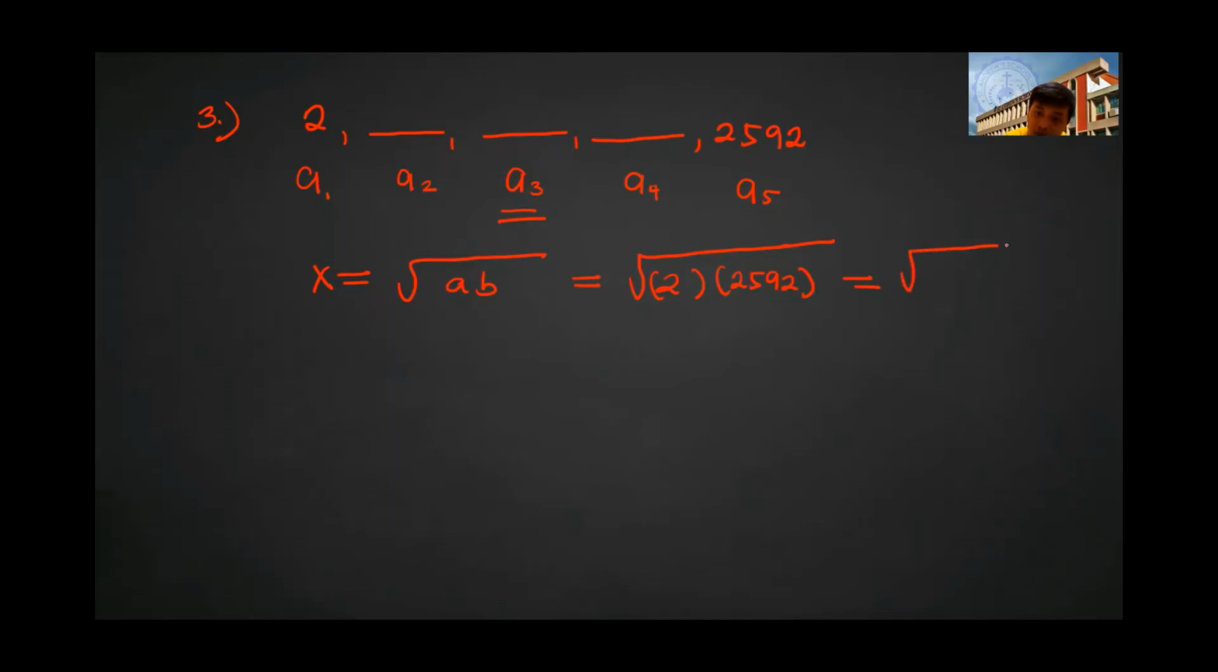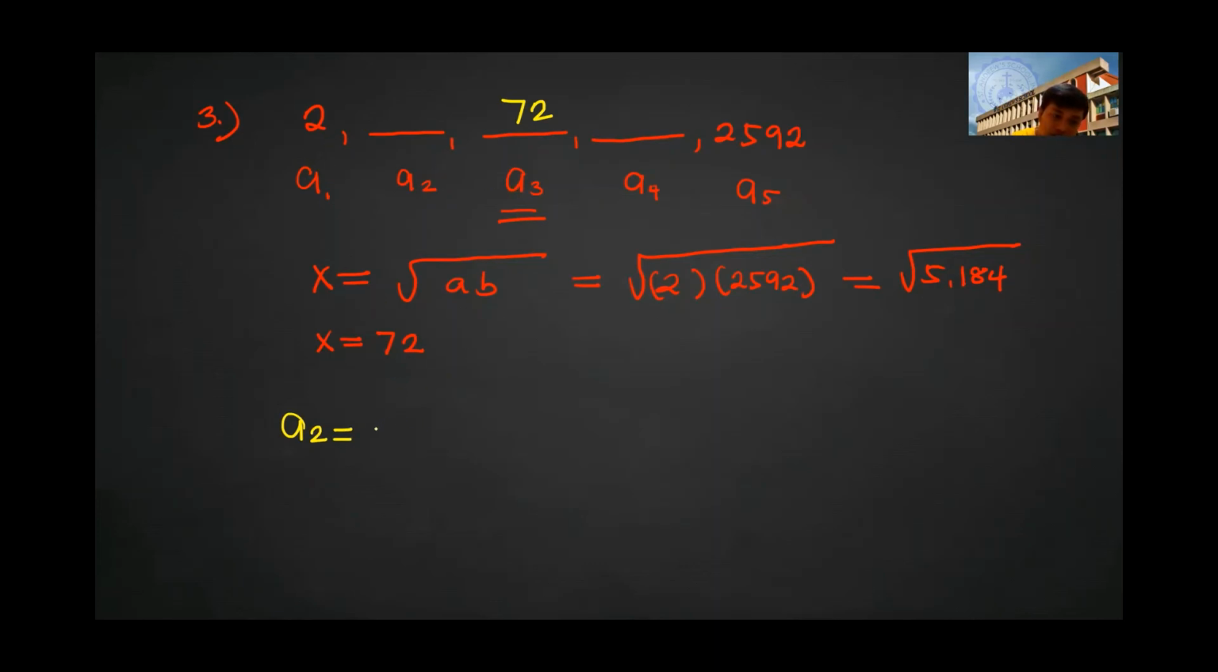Multiplying 2 times 2,592 gives us 5,184. Taking the square root of 5,184 gives us the value of x, which is 72. So now, we have our middle term. Our middle term is 72, our a sub 3. From there, you can now already solve. We can now solve for the geometric mean of a sub 1 and a sub 3. So, we will now solve for a sub 2. Our a sub 2 is the geometric mean of a sub 1 and a sub 3.